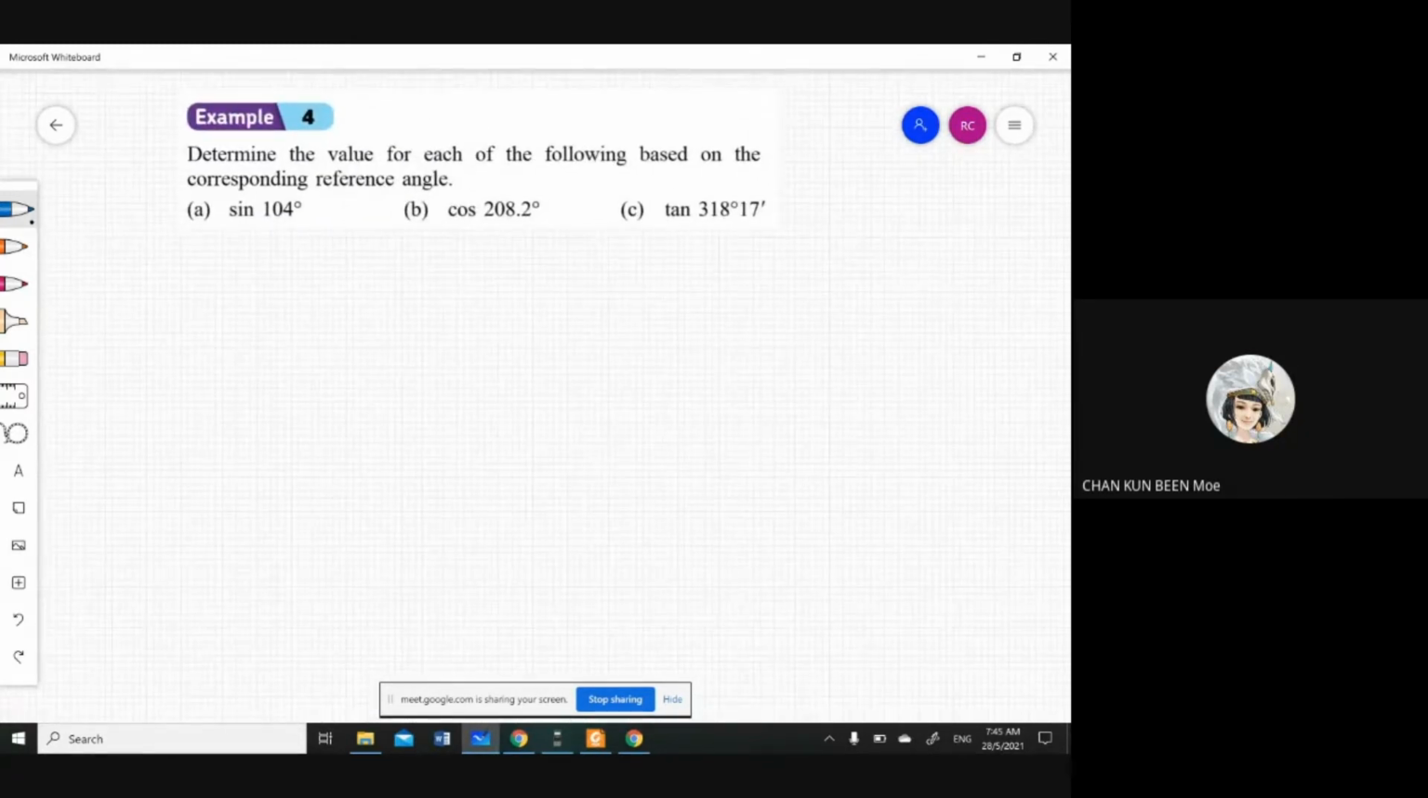Example 4. Determine the value for each of the following based on the corresponding reference angle. For sine 104, can you imagine where is sine 104? In the second quadrant, right? Very good. So to look for the angle, we are actually finding the angle that is the same as sine 104. So we need to use 180 minus 104. Then you have to determine this quadrant 2, is the sign positive or negative? Yes, the sign is positive.